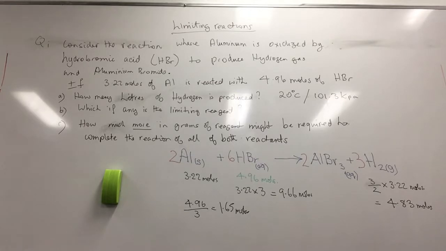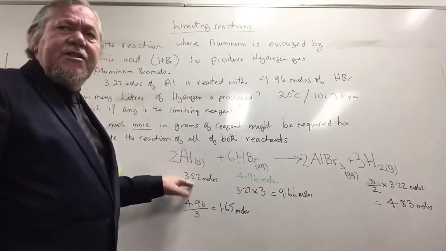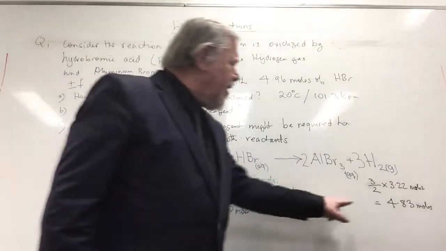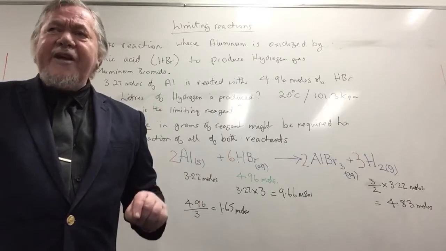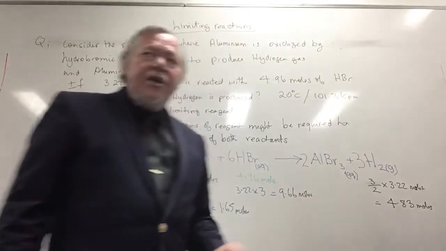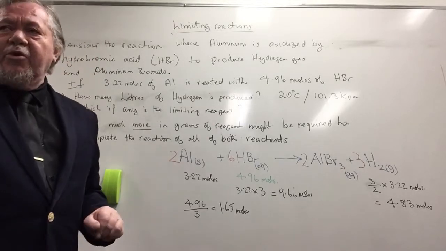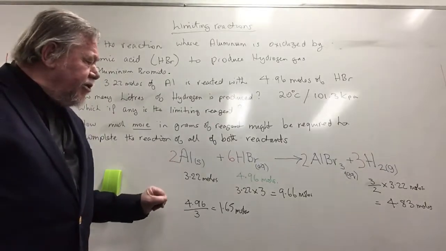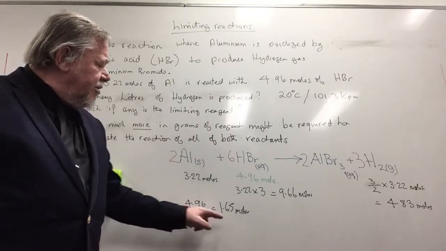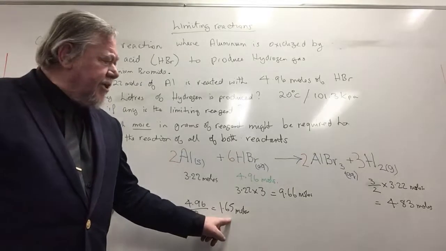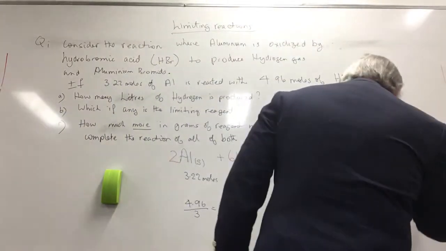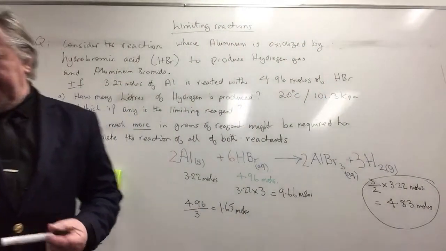So you're quite correct. If we use this 3.22 moles, we would end up producing 4.83 moles of hydrogen. But that's not right. We would not be able to have this much hydrogen because we would not be using all of this aluminium. We're only going to be using how many moles? 1.65 moles. So it's 3 over 2. In fact, this will not work.